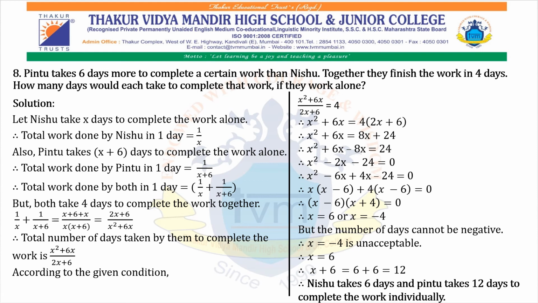But the number of days cannot be negative. Therefore, x is equal to minus 4 is unacceptable. Therefore, x is equal to 6. Therefore, x plus 6 is equal to 6 plus 6, that is equal to 12. Therefore, Nishu takes 6 days and Pintu takes 12 days to complete the work individually.